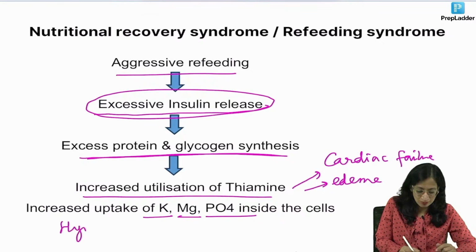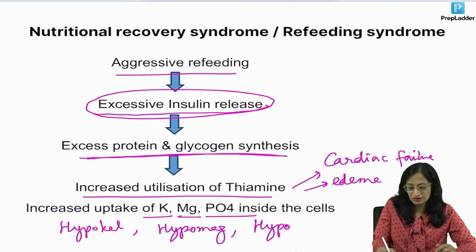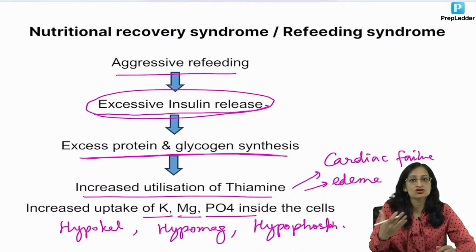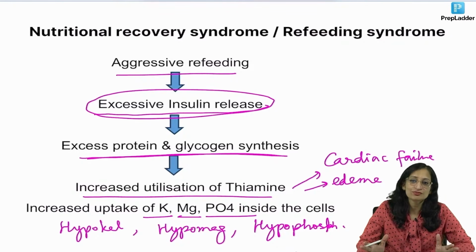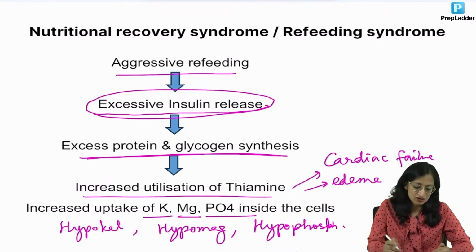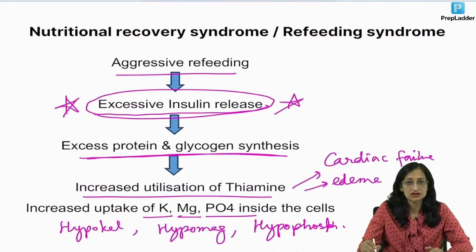So, there is hypokalemia, hypomagnesemia, hypophosphatemia. These will also aggravate the cardiac failure and the edema, and because of cardiac failure, respiratory distress can happen. Because of hypokalemia, arrhythmias can happen, and the condition of the baby, instead of improving, worsens, right? So the inciting factor, of course, is the excessive insulin release, okay?